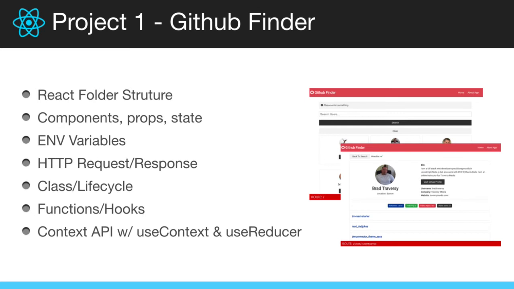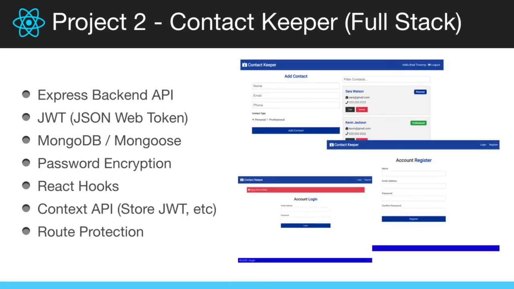Okay, and then after that, we'll refactor it to use state management with the context API, along with some of the newer hooks that can help us create a nice flux pattern. And then at the end, we'll deploy to Netlify. So this project itself, in terms of functionality, is very simple. But like I said, we're going to refactor it a bunch of times so that you understand how to do things in different ways. So project 2 is the contact keeper.